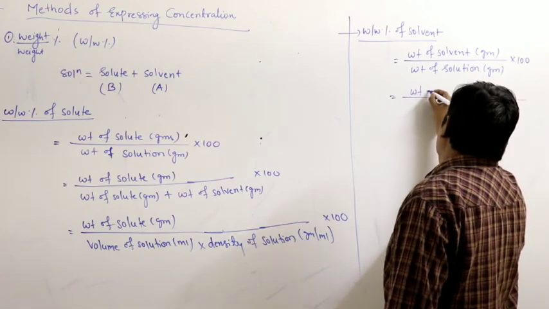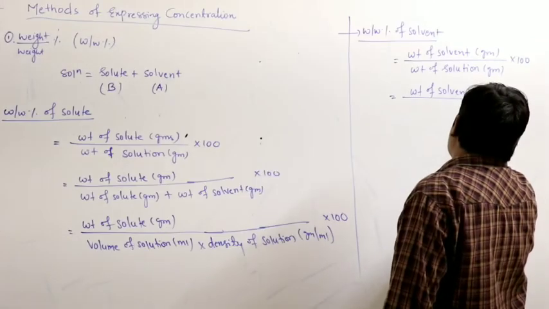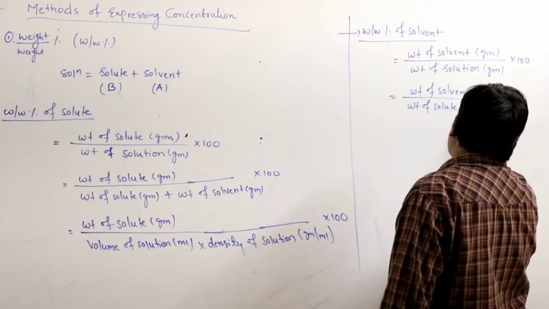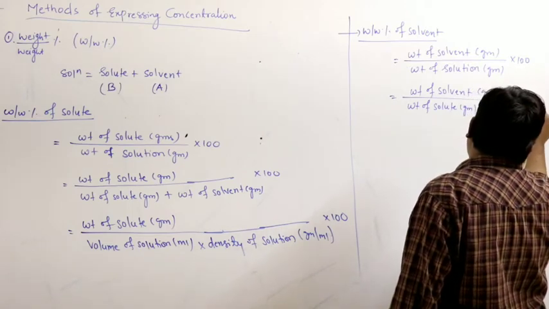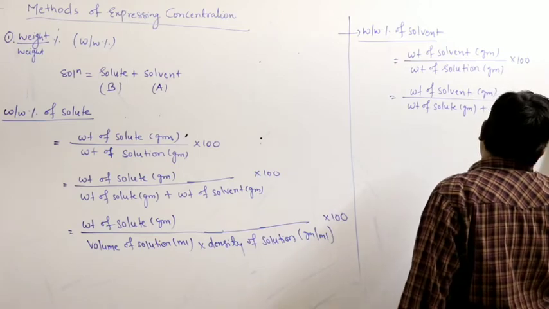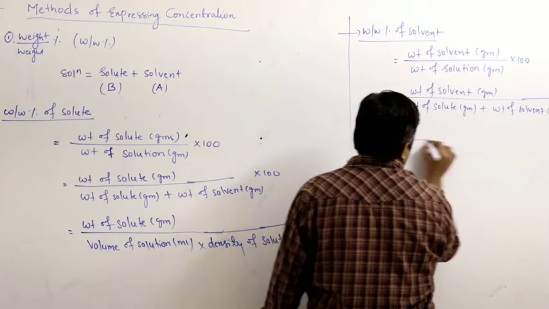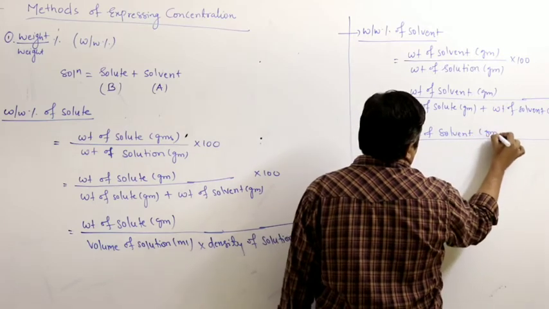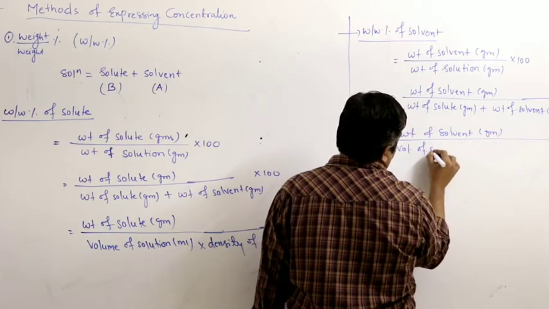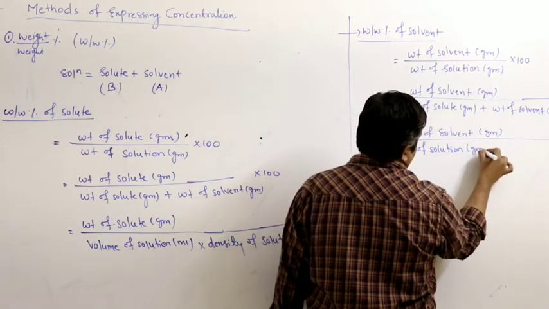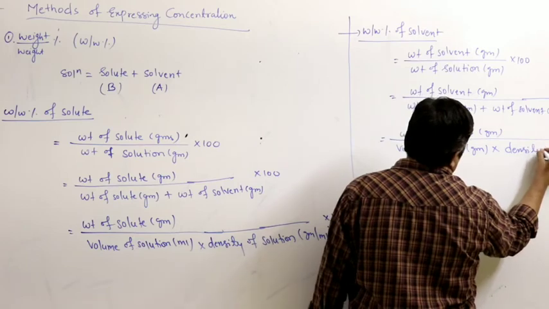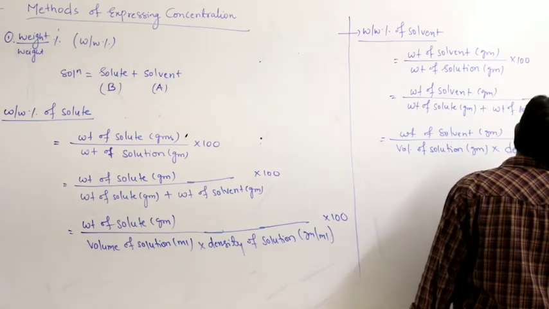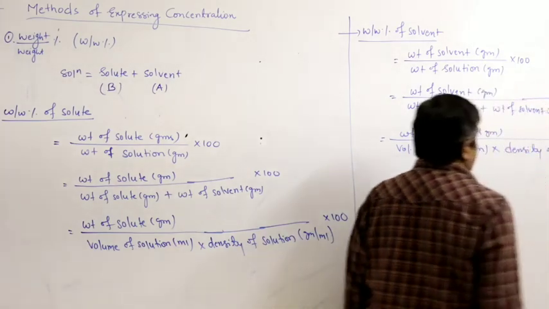So I am writing here weight of solvent in grams by weight of solute in grams plus weight of solvent in grams into 100, or weight of solvent in grams by volume of solution in ml into density of solution in grams per ml into 100.